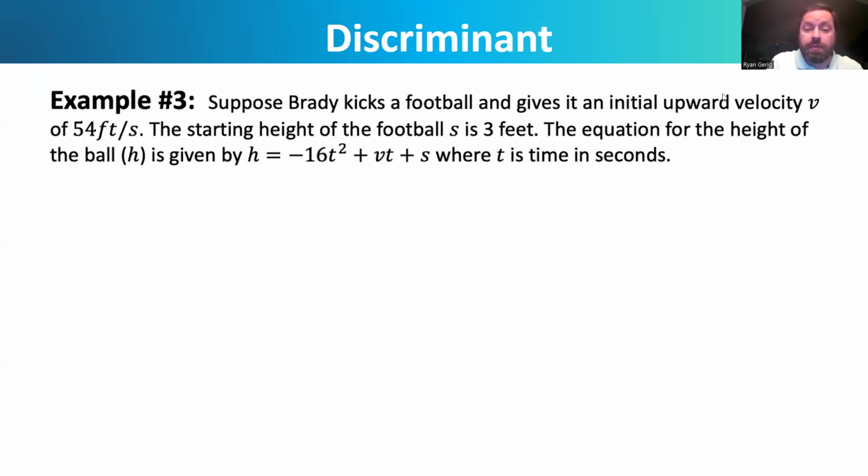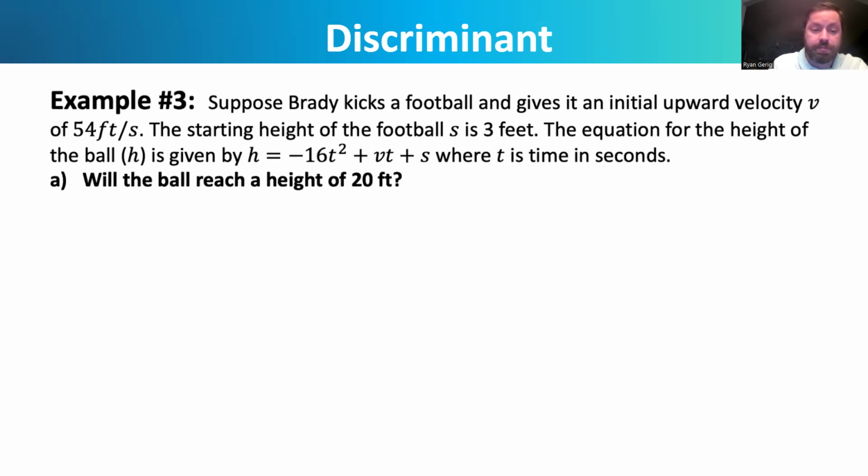Suppose Brady kicks a football and gives it an initial upward velocity, which we're going to call v, of 54 feet per second. The starting height of the football is 3 feet, and s is the starting height. The equation for the height of the ball at any time during the path is given by that equation there, where t is time in seconds. A lot of variables there, but we can fill in a lot of those variables. Okay, the question is, will the ball reach a height of 20 feet? So that's a yes or no question.